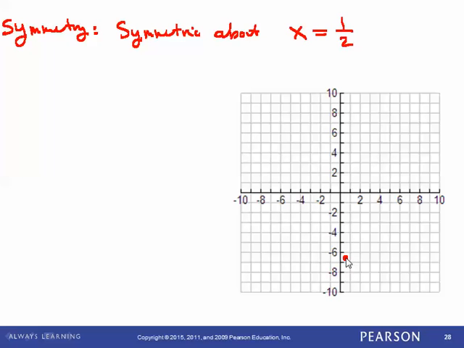Is that right? I can't really make a nice dot there, so I'll do it right there. X-intercepts, y-intercepts, and we have ourselves a graph.